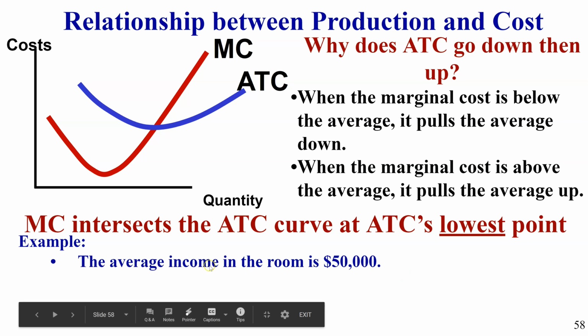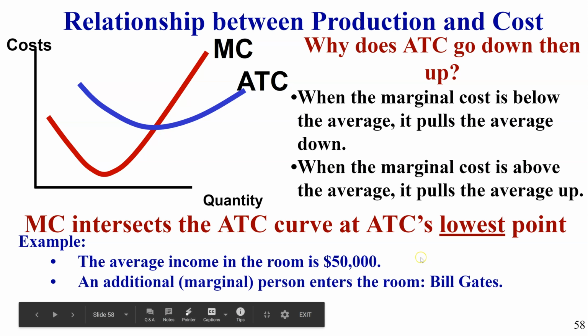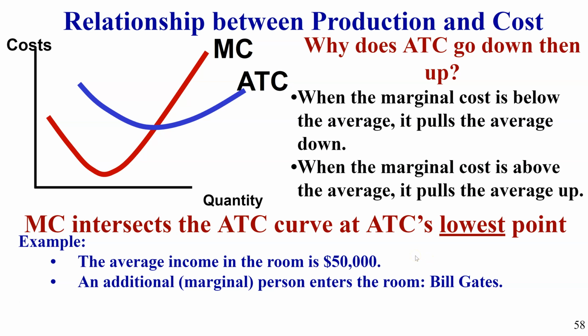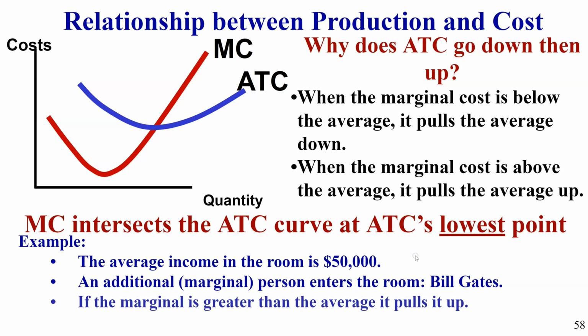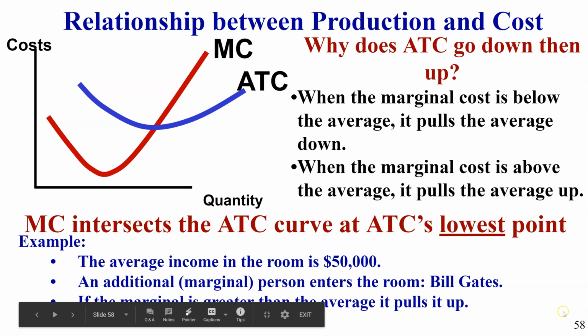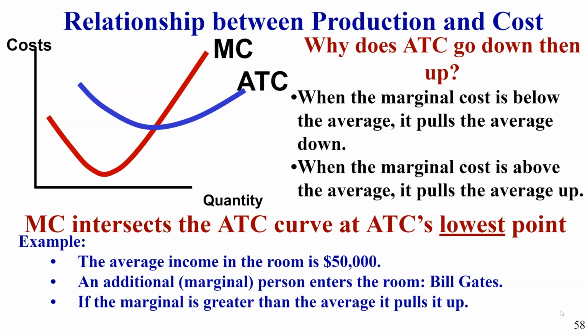So if you have an average income in the room of $50,000 and all of a sudden Bill Gates, billionaire, walks in, what happened to your average income? Well, it exploded. It took off, right? Why? Because Bill Gates, a billionaire, just came in with his income, and it really is the rising tide that lifted all boats. Well, the same is true of costs. If the marginal cost is greater than the average, it's going to pull it up. And this is exactly what we see play out here.